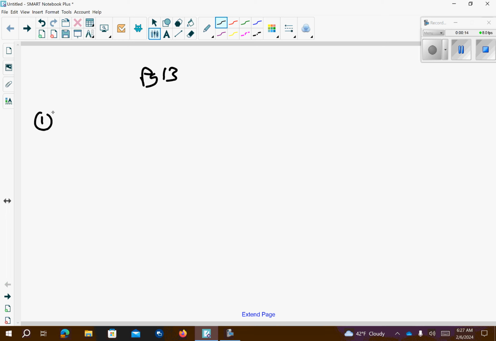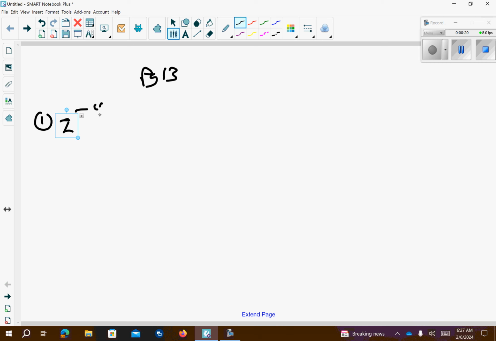So problem number 1 is 2 to the negative 4, x to the 6th, y to the negative 3rd. Okay, a couple things we want to take care of. The two things that have negative exponents want to move down. So then I get 2 to the 4th down here and y to the 3rd down here. Notice they no longer have negative exponents.